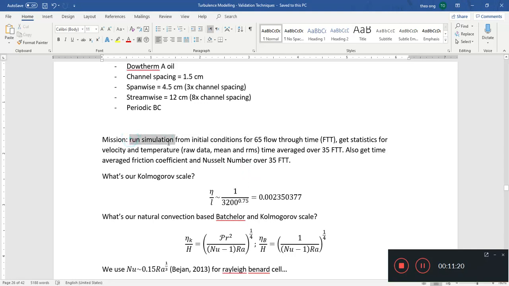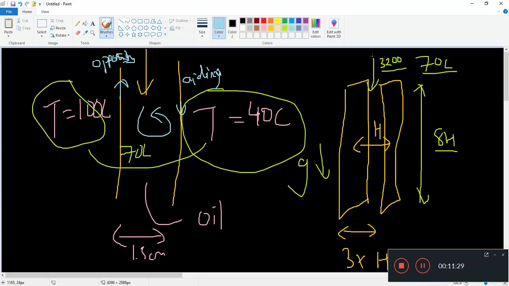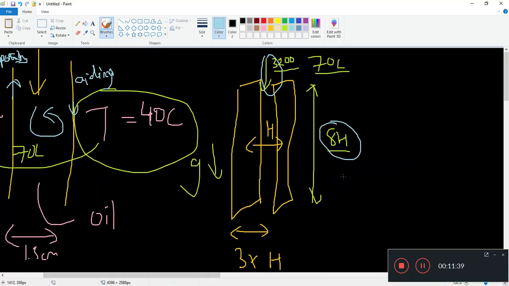We're trying to run the simulation, and we'll try to have it at 65 flow through times. What is 65 flow through times? This flow will have a certain velocity, and then you have a streamwise span of about 8 times the h here, which is 1.5 cm. So with this velocity and this span, there's a characteristic time where the fluid over here will reach the fluid over here on average. This time is called the flow through time. It is the average velocity of this fluid divided by this length.